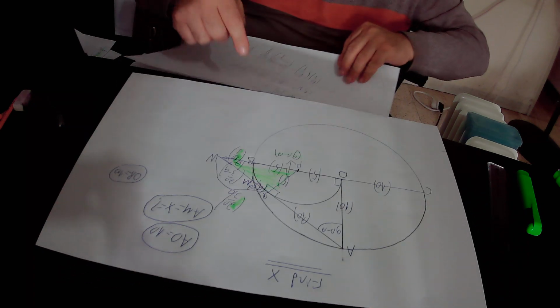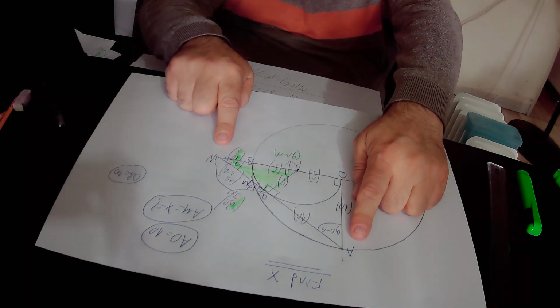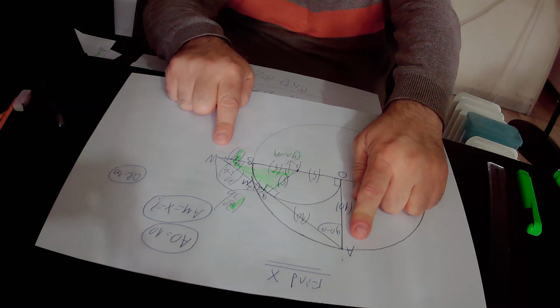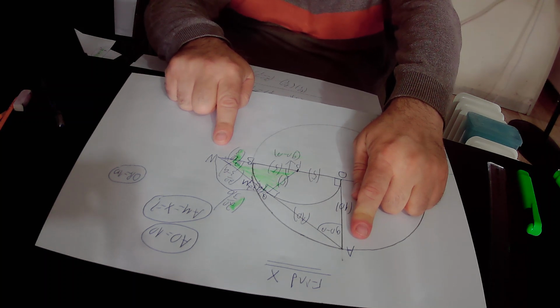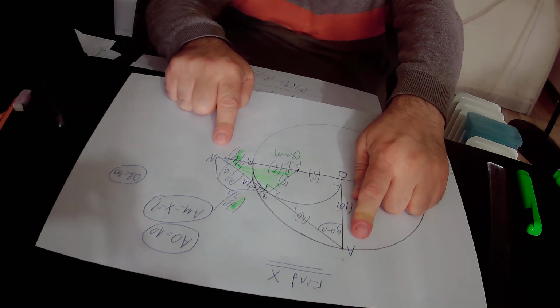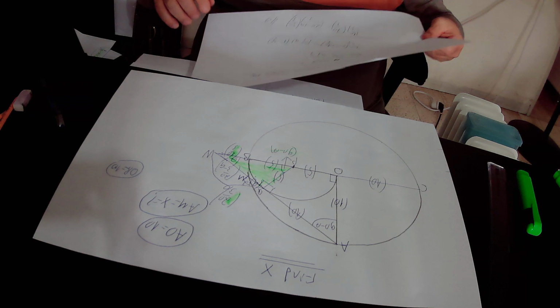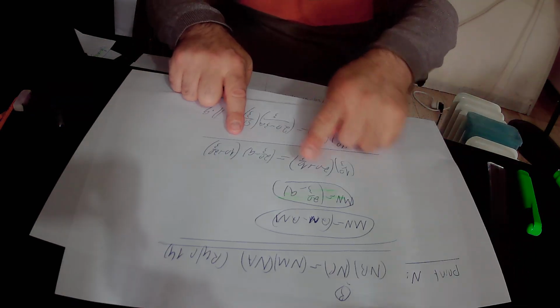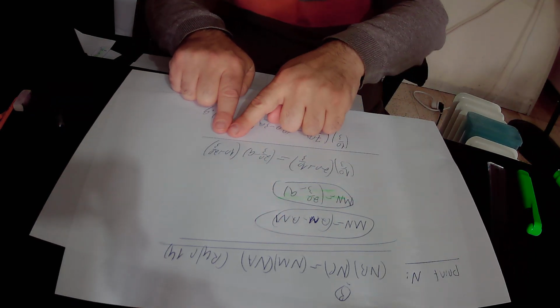What is the length of NA? NA in total equals AQ plus QN. That is to say, AN equals AQ, that is 10, plus QN, that is 20 over 3. So in total, AN equals 10 plus 20 over 3.